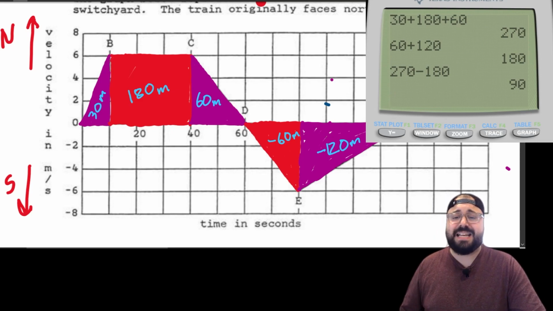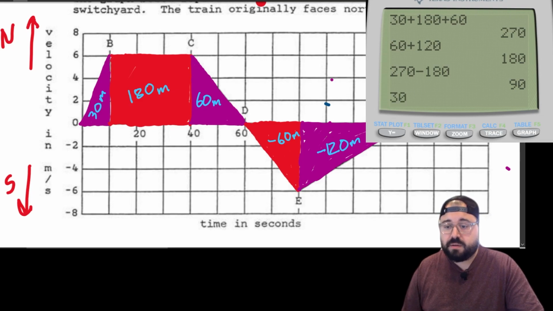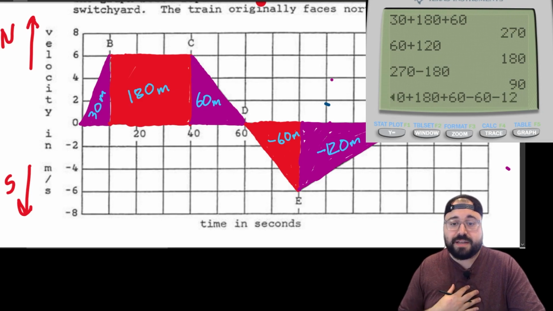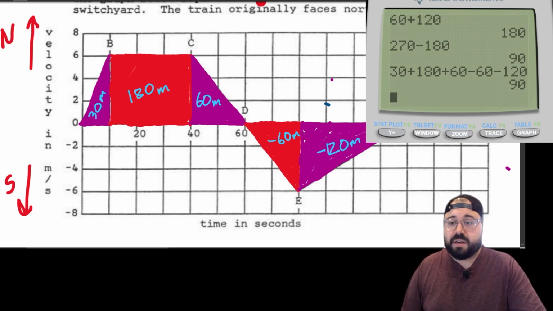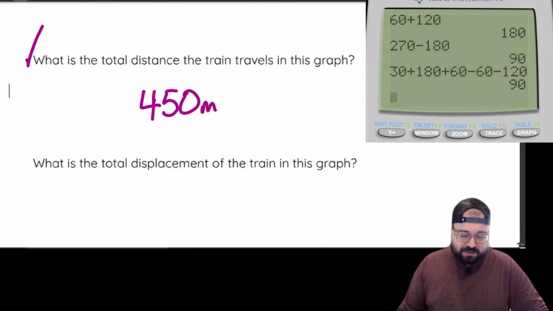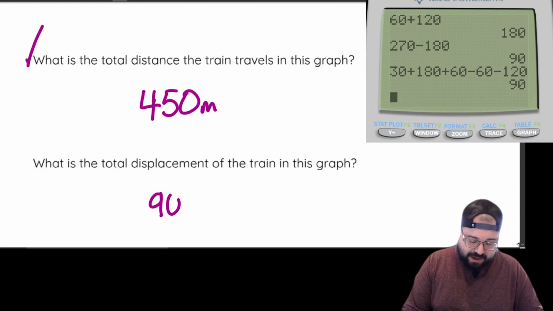And we could have done this an easier way, honestly. We could have just gone, okay, 30 plus 180 plus 60. And then, okay, now we got our negatives, right? So minus 60, minus 120. So we could just do it all in one step, which you guys know I'm a fan of, right? Don't be a numbers girl. Do everything all in one step. So now we're looking at 90 as our answer, same as we got before. So we have a displacement now of 90 meters. So let's head on down, let's answer it, and then let's go to the next graph.